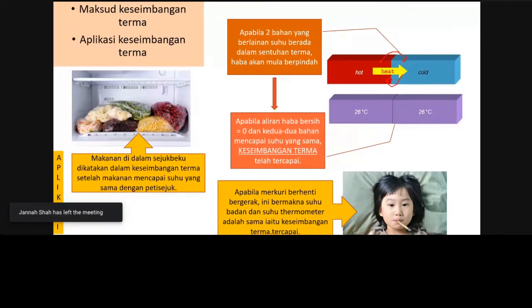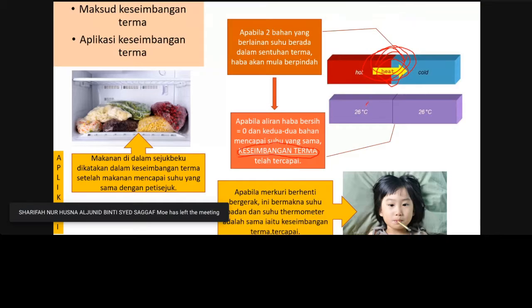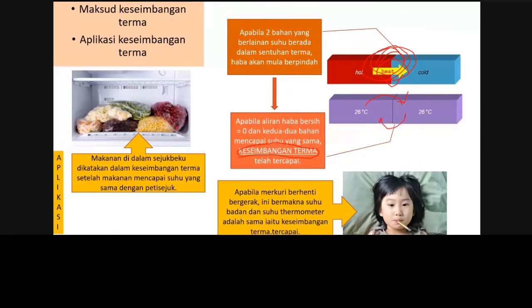So the heat flow is still there, but keseimbangan terma, or we call it thermal equilibrium, is only achieved when heat from this object to that object dengan this one is sama. Katalah here is 20 joule from this object to this one, and 20 joule from this object to that one. So bila you punya object sama, means 0 lah. They cancel out lah macam tu. Alright?